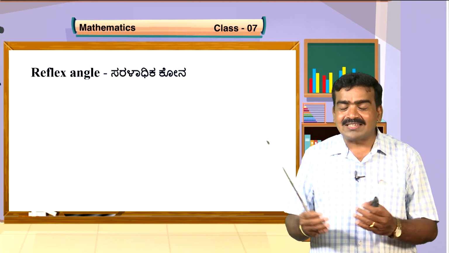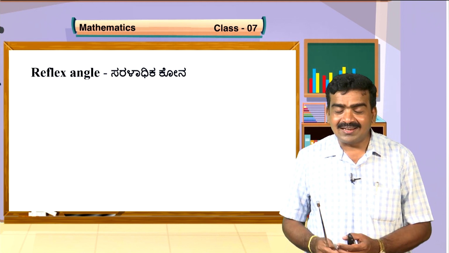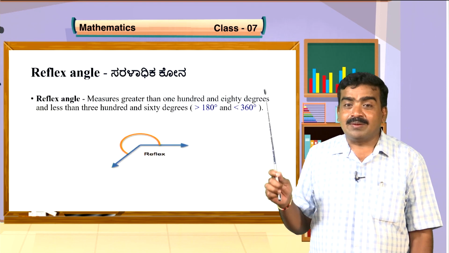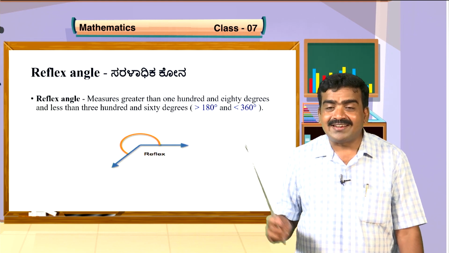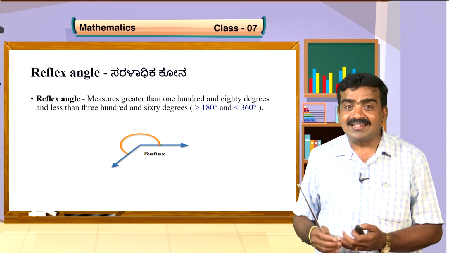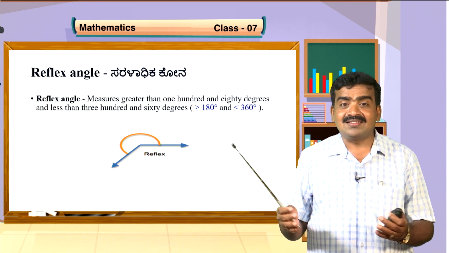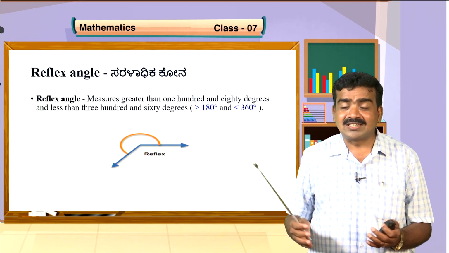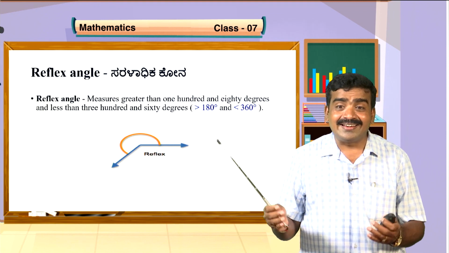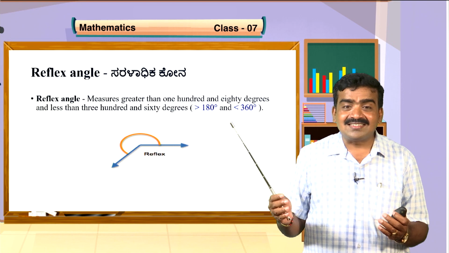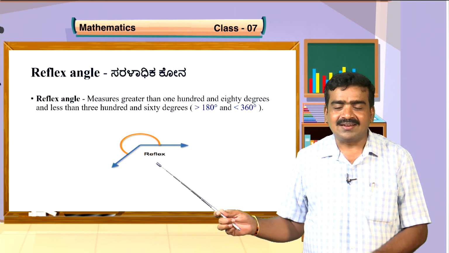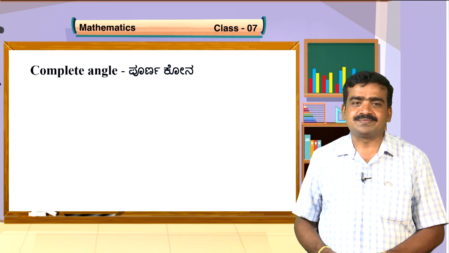Then what about reflex angle? Can you recall? Yes, you are right. A reflex angle means if the measure of the angle is more than 180 degree and less than 360 degree, then it is called a reflex angle. In Kannada, we say it as saralhadika kona. If the measure of the angle is greater than 180 degree and less than 360 degree, then it is called a reflex angle. Now you can construct the reflex angle like this.